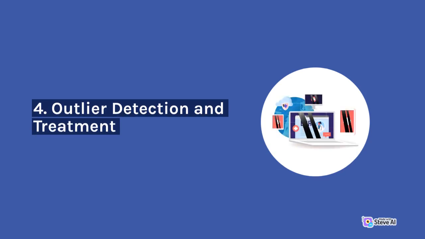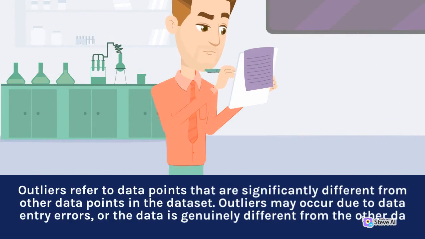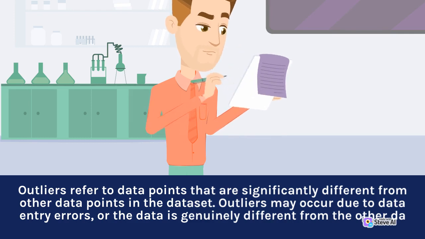4. Outlier detection and treatment. Outliers refer to data points that are significantly different from other data points in the dataset. Outliers may occur due to data entry errors, or the data is genuinely different from the other data points.